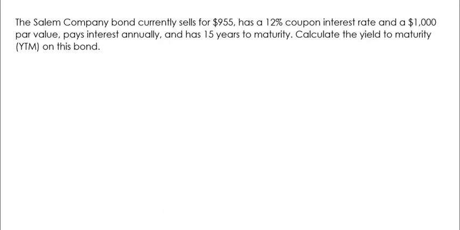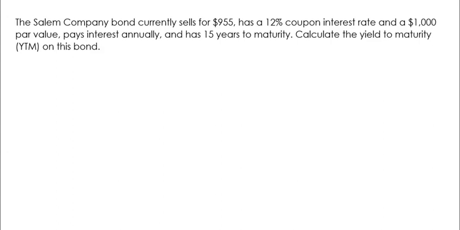Our next problem says that there is a bond currently selling for $955. It has a 12% coupon rate and a $1,000 par value. It pays interest annually and has 15 years until maturity. So calculate the yield to maturity. Anytime it asks you to calculate the yield to maturity, that is you calculating your IY.